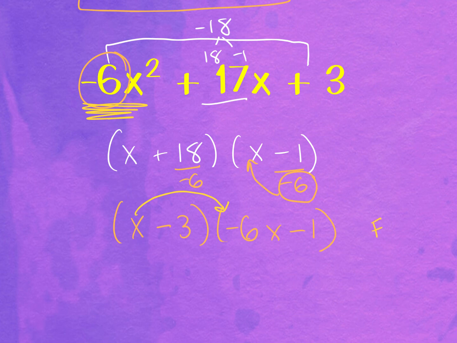It doesn't matter what order you put it in, right? Doesn't matter what order you put it in. So if I wanted to, I could write my answer as negative 6x minus 1 and x minus 3.